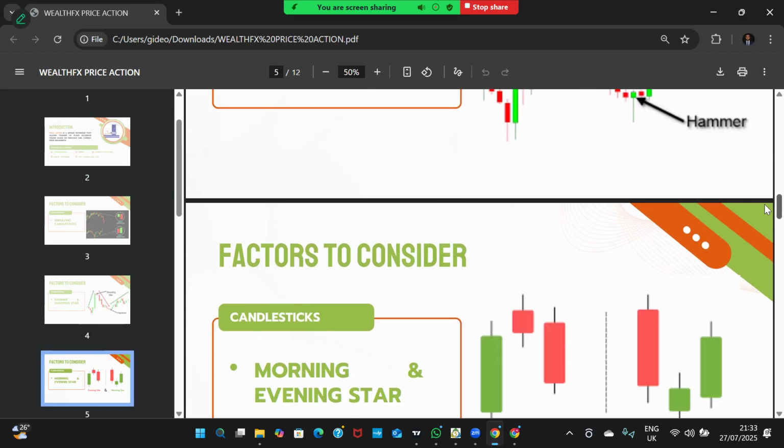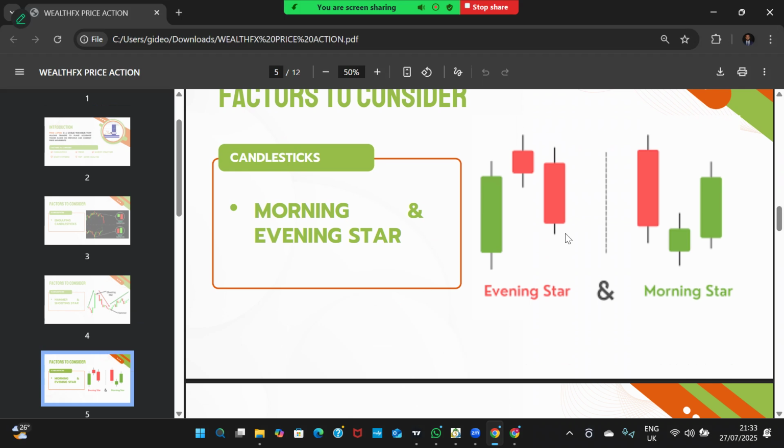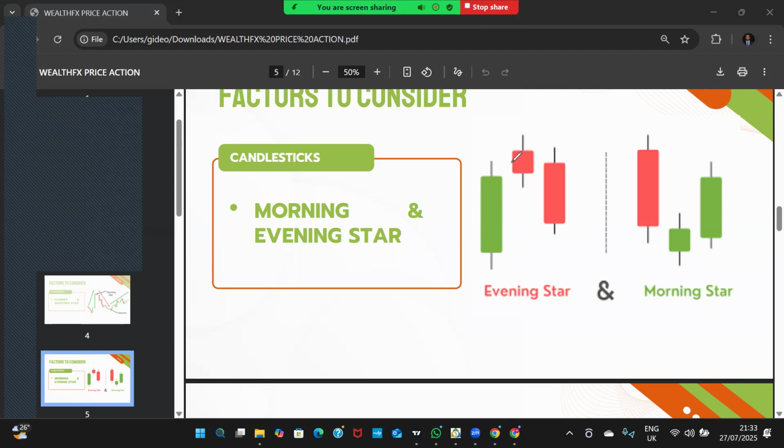All right, moving on, just like I mentioned, we have the evening star candle. The evening star candle, which is the bearish version, has a long candle, then a small break of momentum, followed by a huge engulfing candle that swallows the previous candles. The opposite is true for the morning star, which happens to be the bullish version. So the evening star is the bearish version, while the morning star is the bullish version.